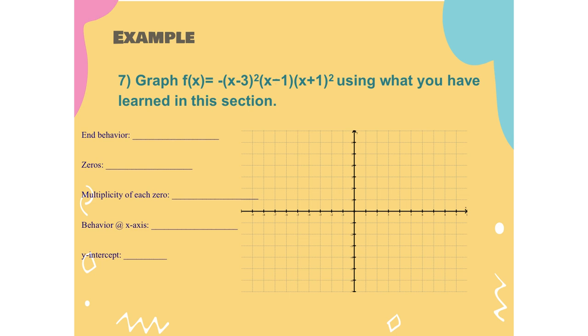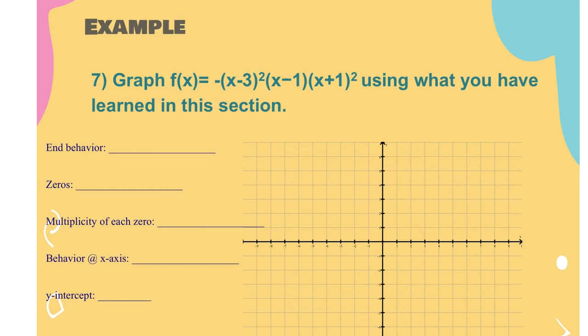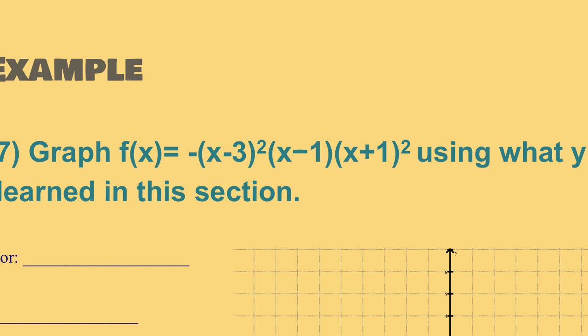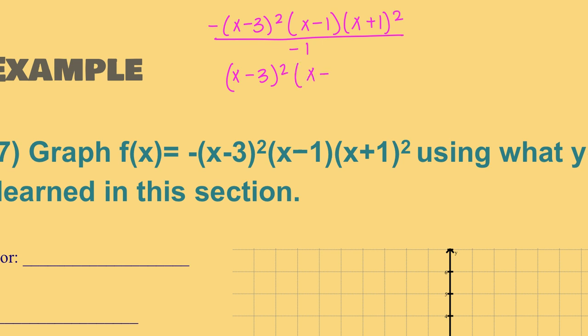All right, looking at the next example. Okay, we're still doing the same thing. However, it's already factored for us. I have to go ahead and find my zeros. So that's the first thing I'm going to do. Writing it out, I have negative x minus 3 squared times x minus 1 times x plus 1 squared. I don't like that negative in front, so I'm going to take it out by dividing by -1. And now I'm going to have x minus 3 squared times x minus 1 times x plus 1 squared.